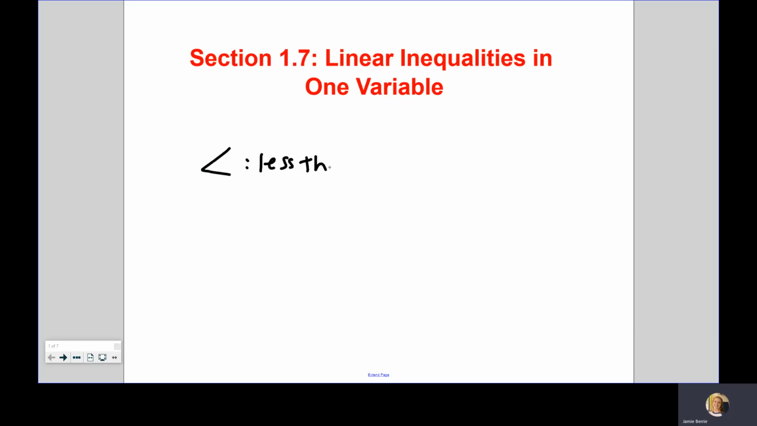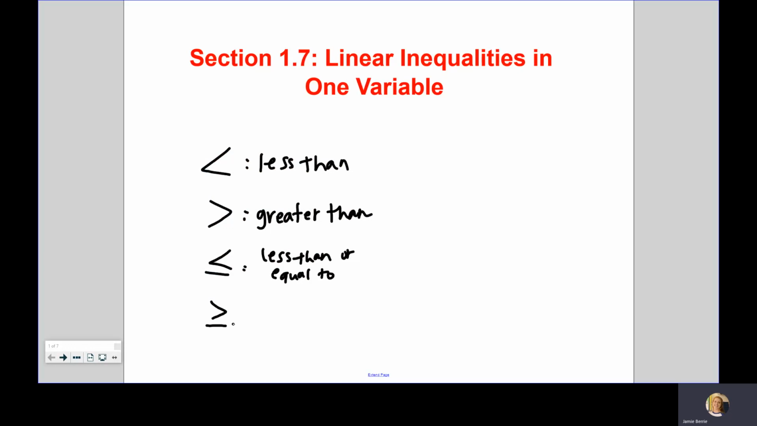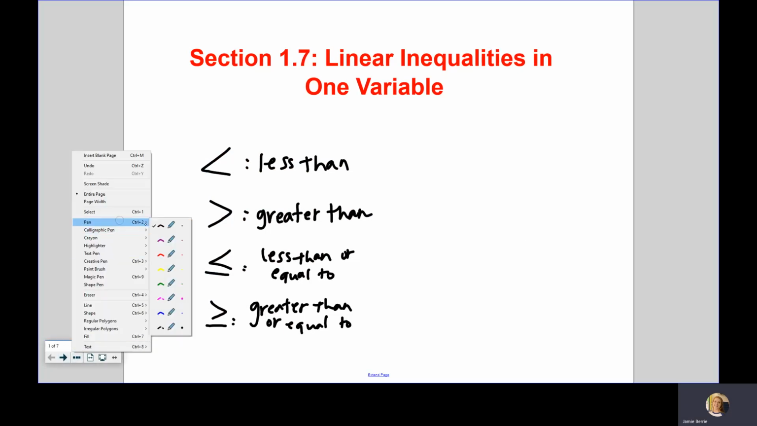So this symbol means less than. We're going to have some greater than problems. Then we'll have some less than or equal to, and some greater than or equal to. Now, technically, the not equal to symbol is also a type of inequality, but we're not going to be looking at that type of inequality today. So just the ones I have over on the left here. All right, so let's go ahead and get started.